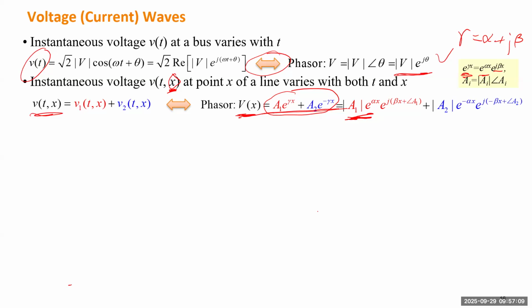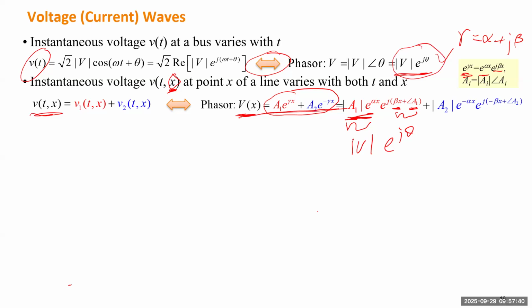So j beta s will move to the angle. And also, if A1 is a complex number, A1 also has an angle. So this one will have the first item be the absolute value, and here will be the angle, which is similar to this form. It will be similar to this expression.